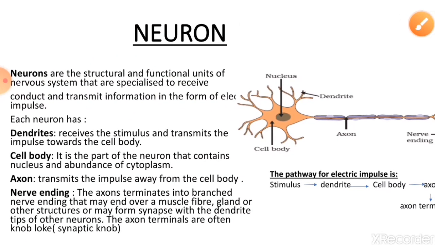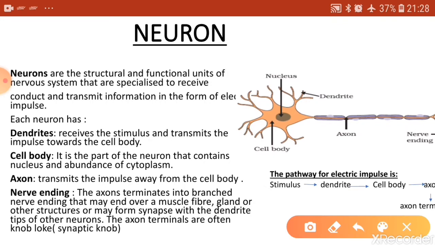So just have a briefing of what I have discussed just now. The neuron contains three important parts. They are the dendrites, which receive the stimulus and transmit it towards the cell body. The cell body, the part of the neuron which contains the nucleus and abundance of cytoplasm. Then the axon, the long cytoplasmic process of the neuron which transmits impulses away from the cell body. And then finally the nerve endings or axon terminals. The axon terminates into branched nerve endings that may end over a muscle fiber, glands or other structures.